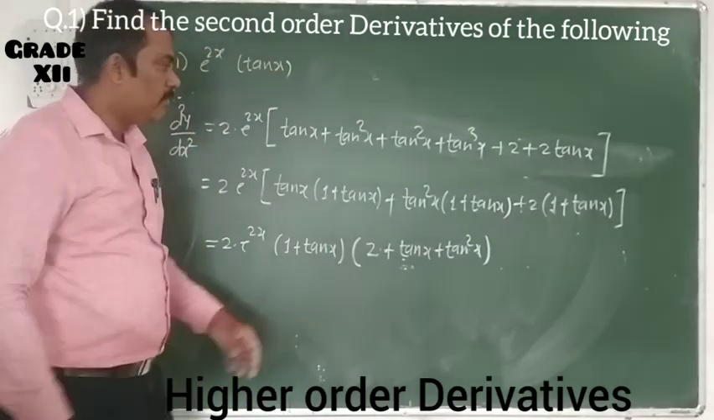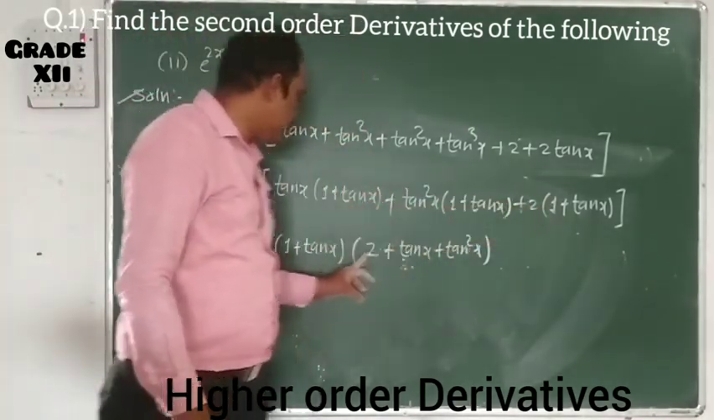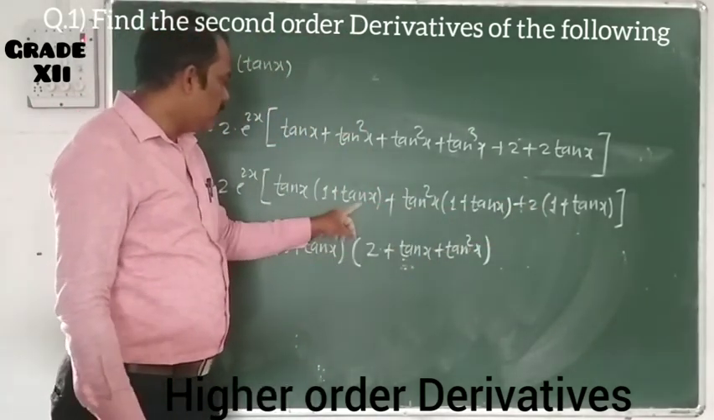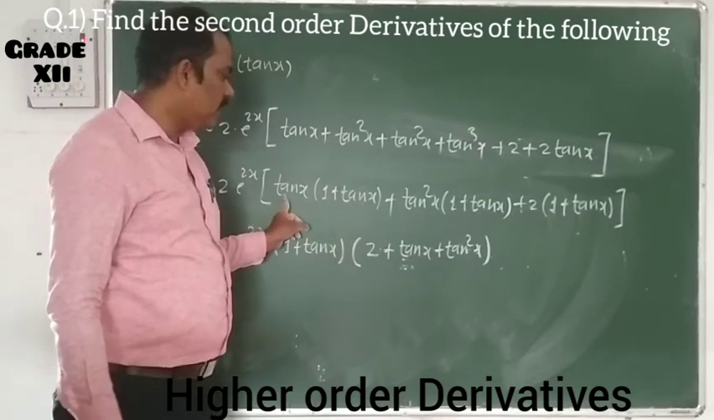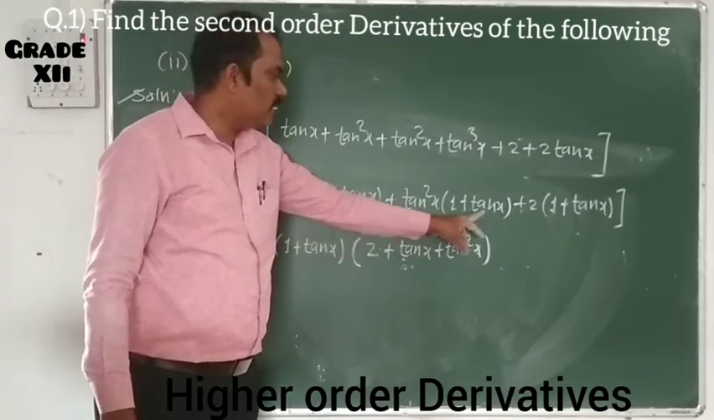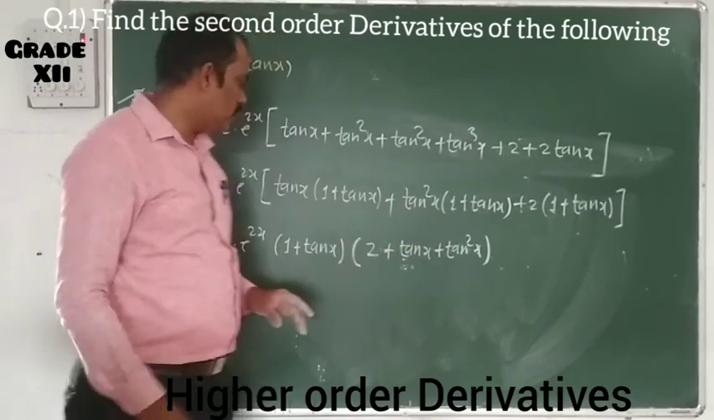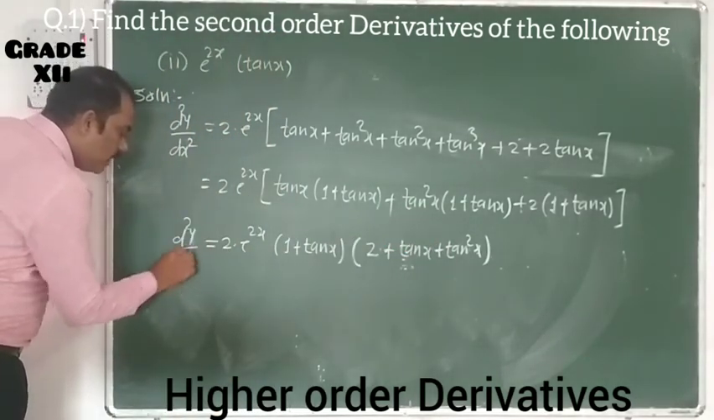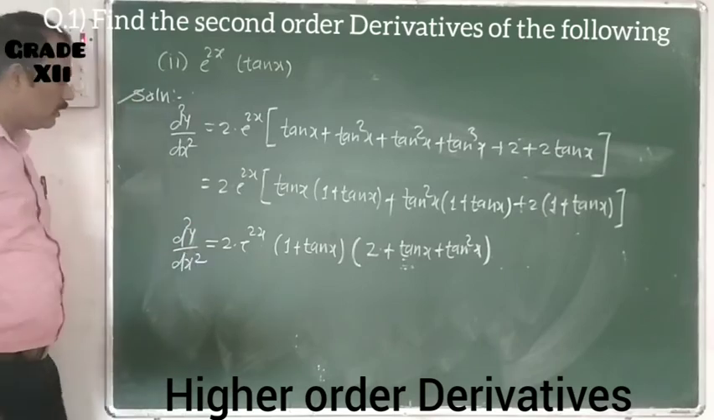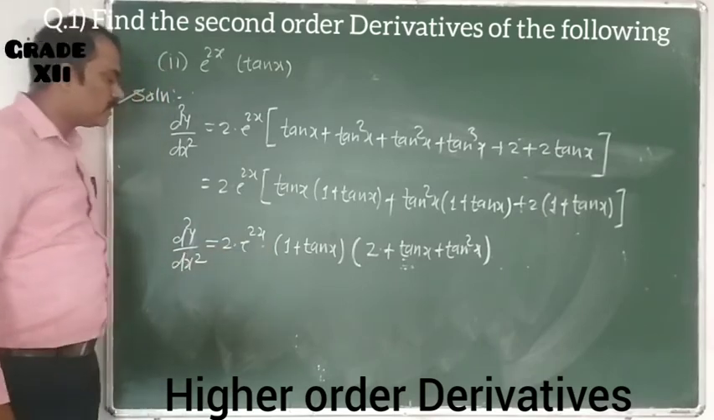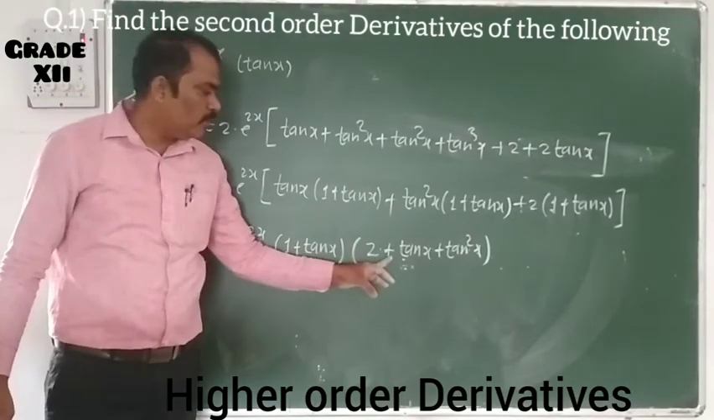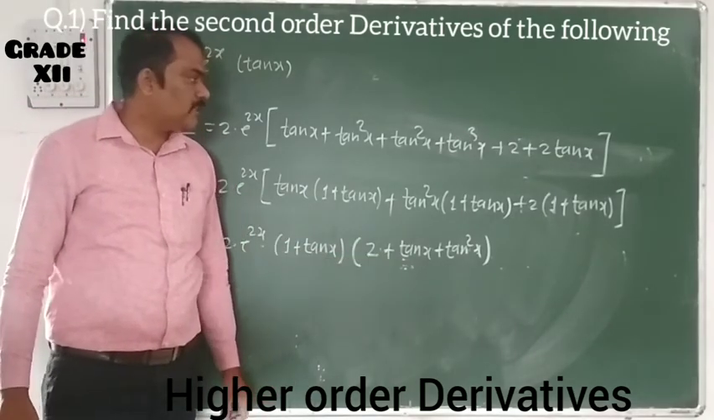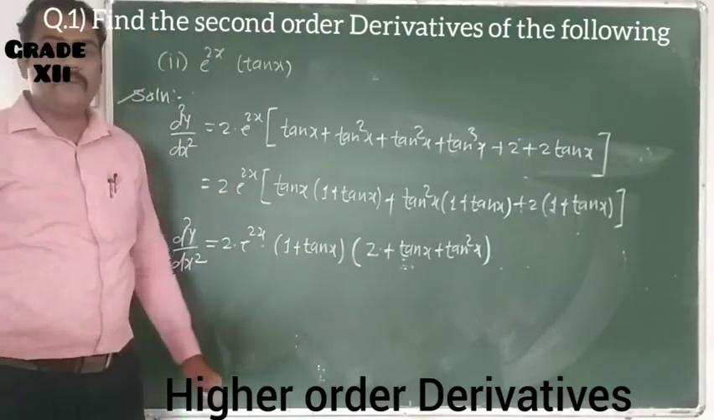We take the 1 plus tan x bracket common, 2 is remaining, so we write here 1 plus tan x, we take common, remaining tan x we can write here. Here we take 1 plus tan x common, remaining only tan square x. So the required answer is d2y by dx square is equal to 2 times e raised to 2x into 1 plus tan x into 2 plus tan x plus tan square x, which is the required answer of this example number 2.